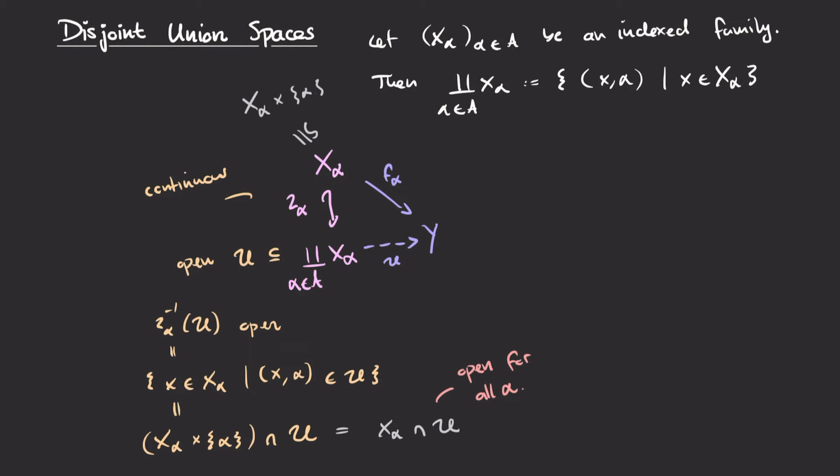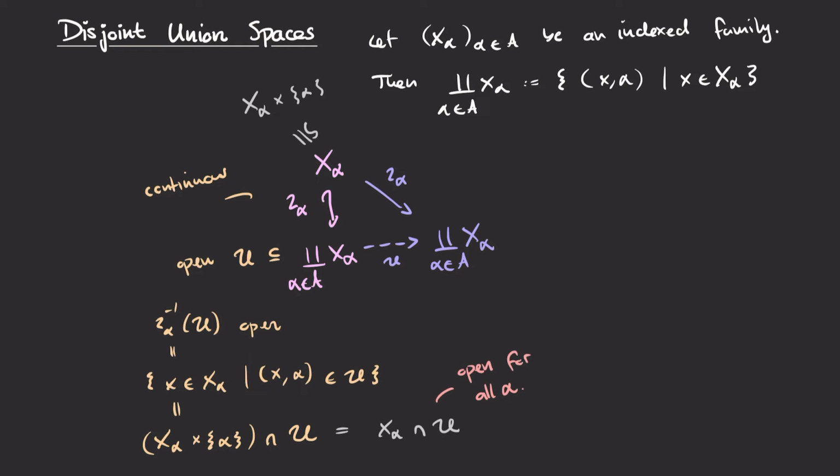So the question becomes which of the eligible topologies that fulfill this requirement we should put on this disjoint union space. And in order to figure this out, we replace this set Y here again by a topological space that has as an underlying set the disjoint union over the X alphas, and we replace these F alpha by the inclusion maps iota alpha.